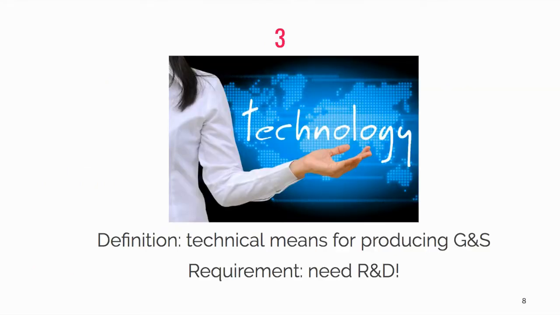Our third source is technology, which is the technical means for producing goods and services. One necessary requirement for an economy to have good technology is the presence of R&D, which stands for research and development. I'll explain why with a historical example I learned at Northwestern in a history class about the Industrial Revolution.